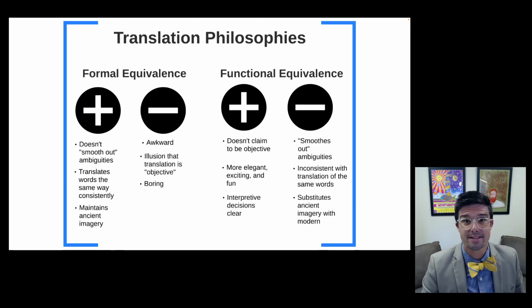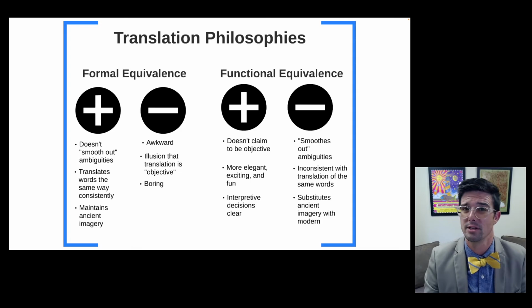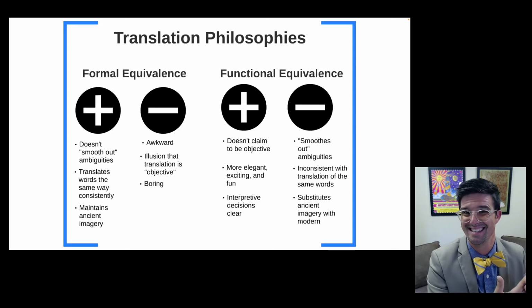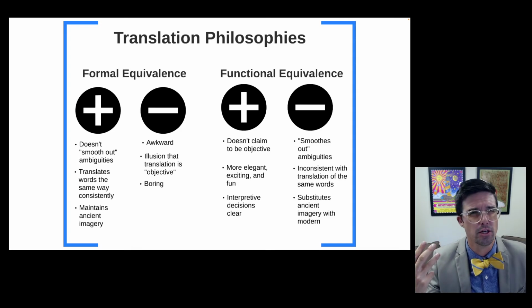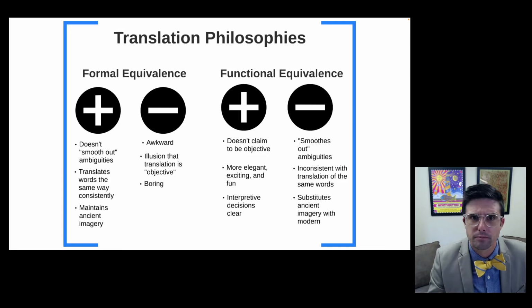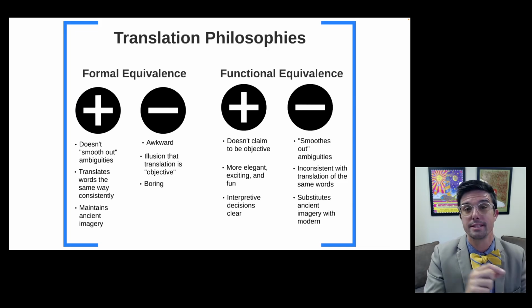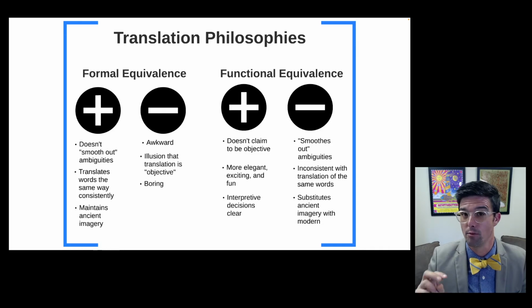On the negative side of things, the functional equivalence does smooth out ambiguity. So if you don't know that the ambiguity is there in the original language, you won't necessarily notice it in a functional equivalence translation as quickly. And whereas a formal equivalence translation will consistently translate a given Greek or Hebrew word the same way, a functional equivalence translation oftentimes will not do that. They will vary the English words that are used for a particular Greek or Hebrew word.